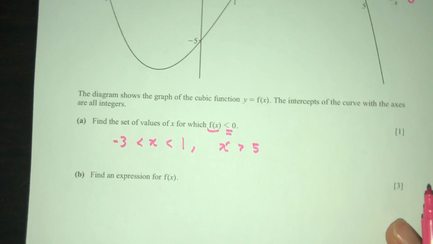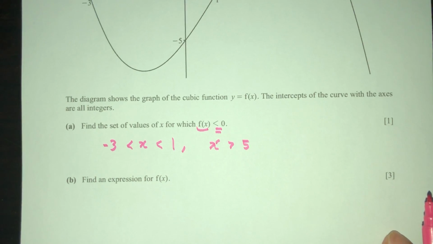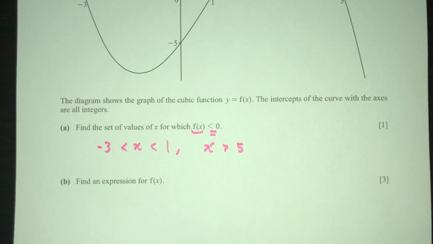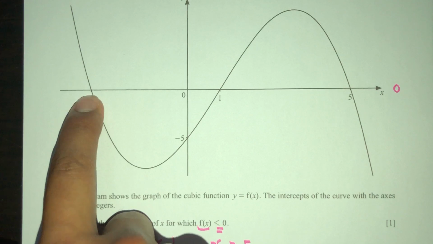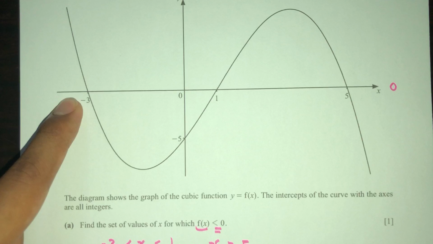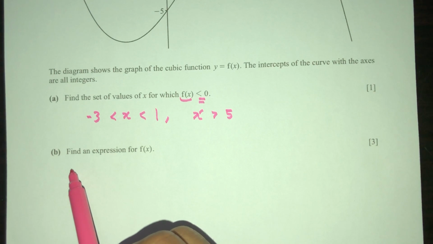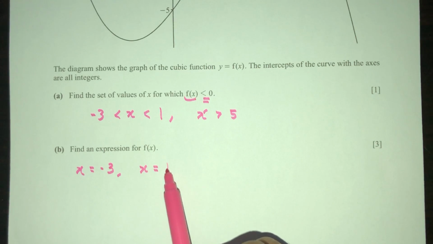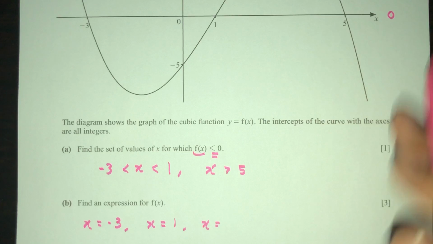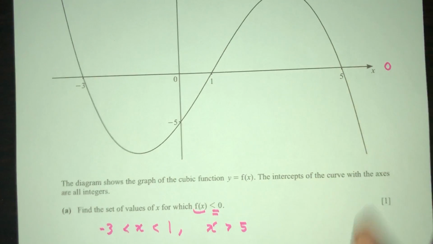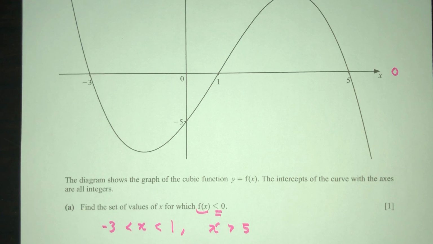Right, now part B is we have to find an expression for f of x. If you want to find the expression, which is the equation for the curve, usually we use these values over here. At first we use these three values. What is this value? The first value is x equal to -3, x equal to 1 for this one, and x equal to 5 for this one. So we will use the solutions of this curve equal to 0 to find the expression.